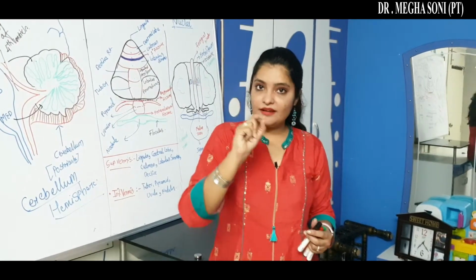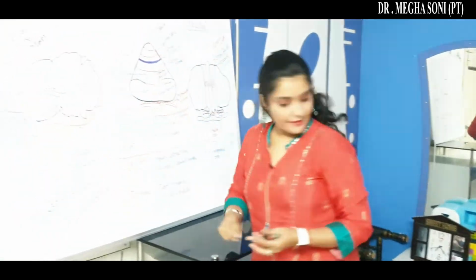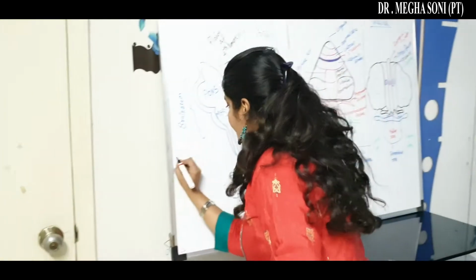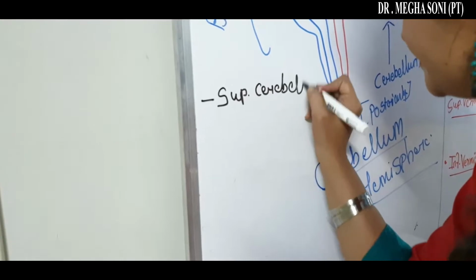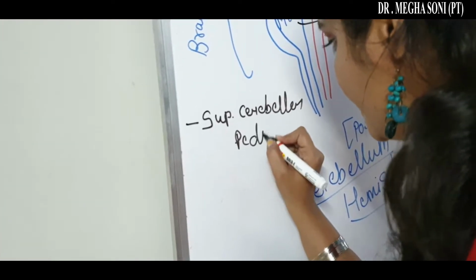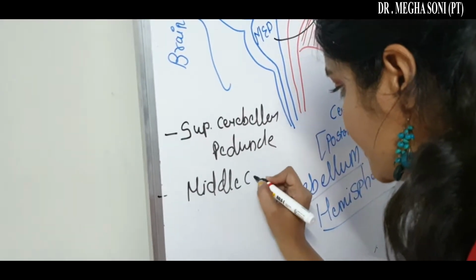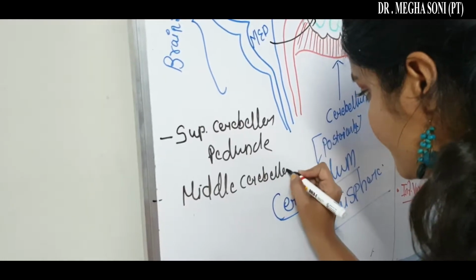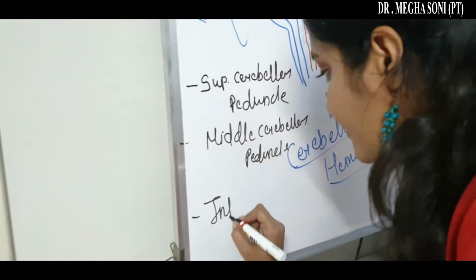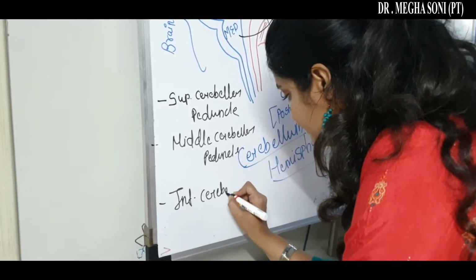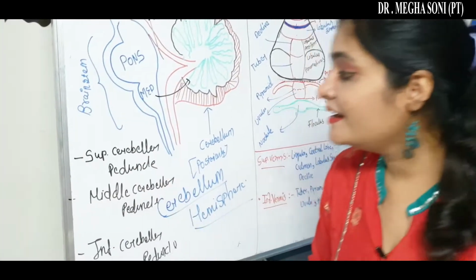Okay, superior cerebellar peduncle, middle cerebellar peduncle and inferior cerebellar peduncle. Okay, I am going to write down superior cerebellar peduncle, middle cerebellar peduncle and inferior cerebellar peduncle. Okay, so these are the bundle of fibers.